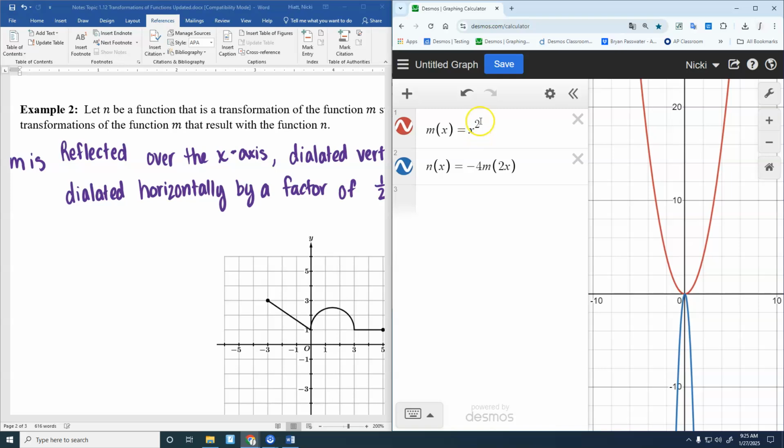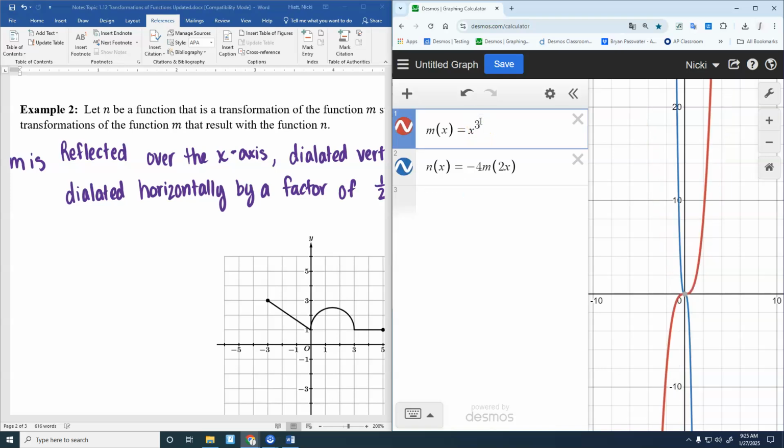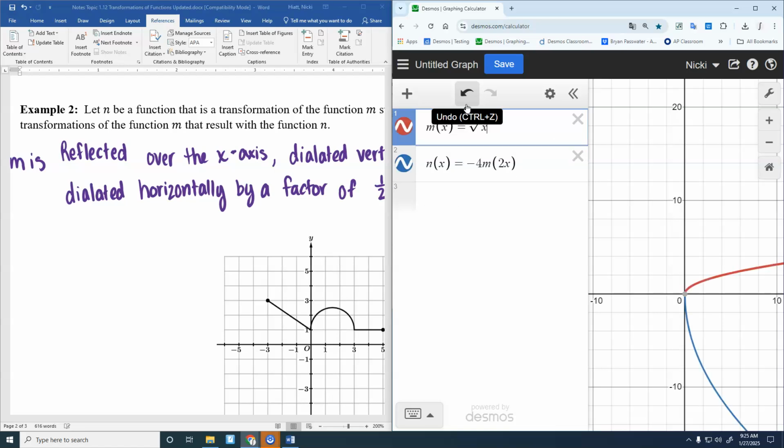Now this works for all different types of functions. If I change this to be x to the 3rd, you can see that the red graph is what you would start with, the blue graph would be reflected over the x-axis, so flipped upside down, and be a lot skinnier. I could have something like square root of x. Red being my original, my blue being flipped and made skinnier, although it's a little harder to see skinny on this one here. So that's what we're looking at there.